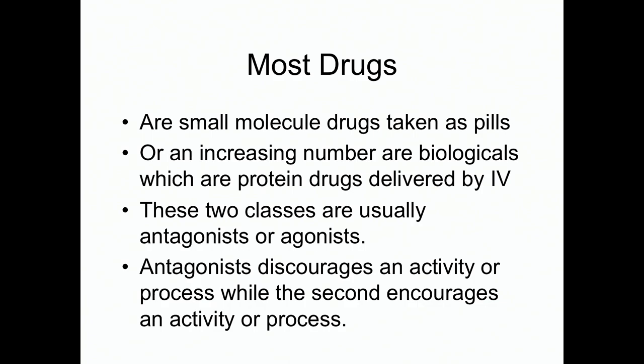Let me go through this first here. So most drugs are classified as antagonists or agonists. They either encourage something to happen or discourage something to happen. The antagonist discourages an activity or process, while the second encourages the process.